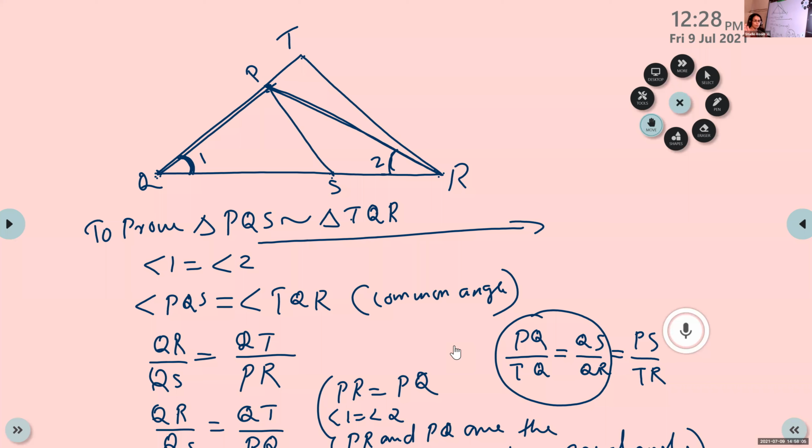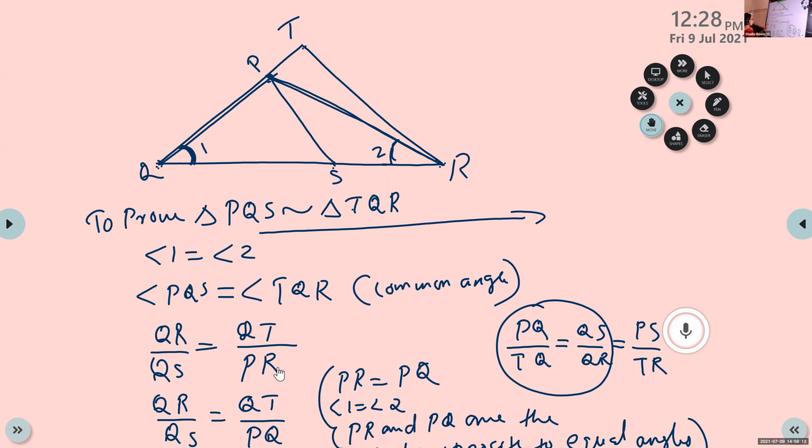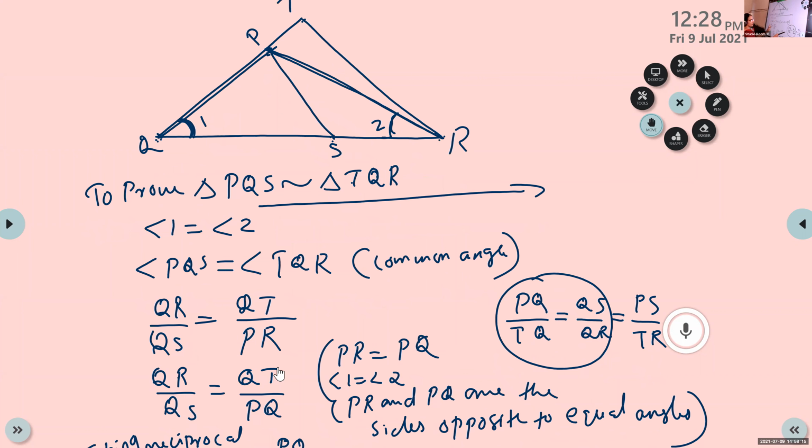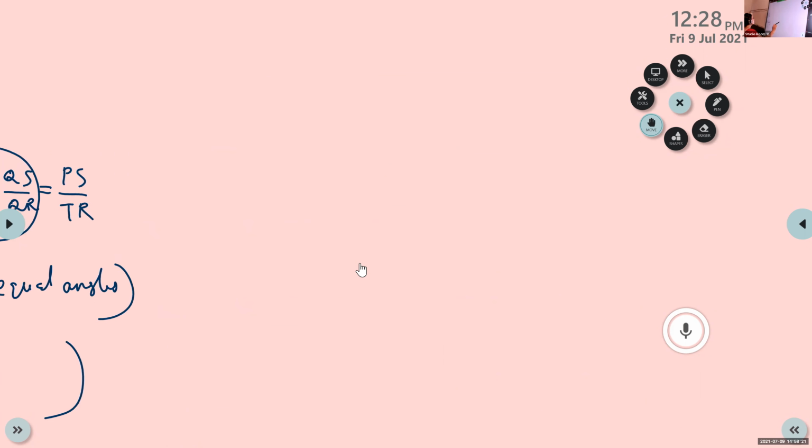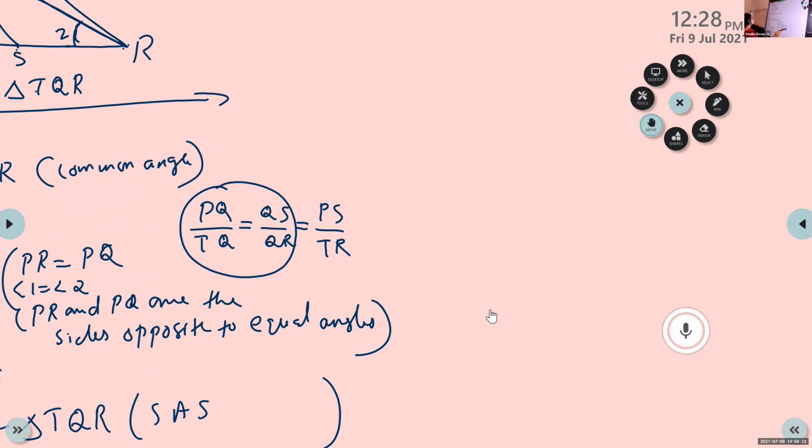So we have to remove that PQ. How can we remove? No, PR we don't want. This is the given QT by PR, but we have PQ by QT. We don't want PR. We want PQ. So think how can we change PR?